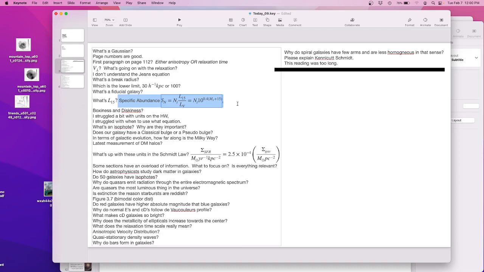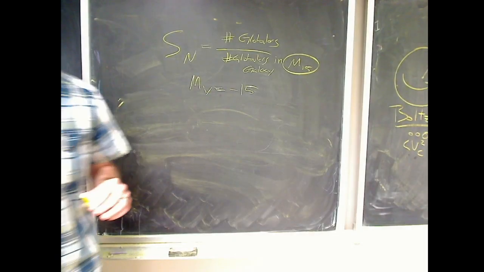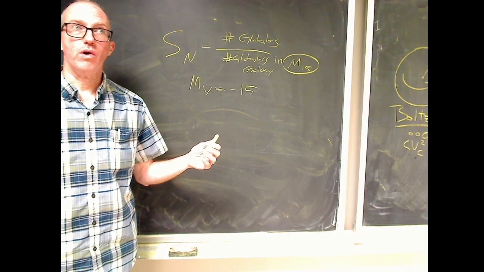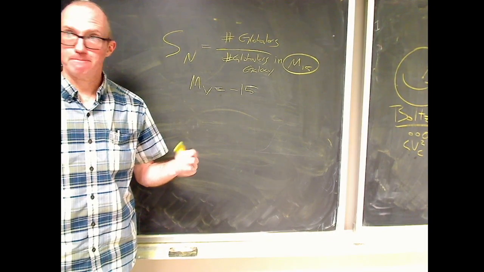So I'm going to say my typical galaxy, my fiducial galaxy, my test galaxy that I'm thinking about has a brightness of minus 15. I want to scale all of my globular cluster counts to a galaxy of this size, so I can tell: is the number of globular clusters just proportional to the mass of a galaxy, or is it more complicated than that?